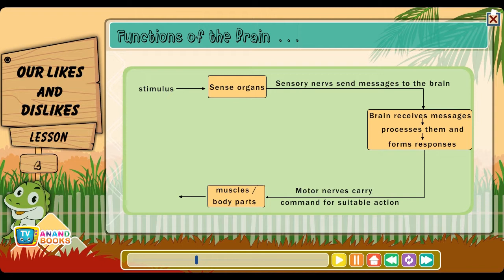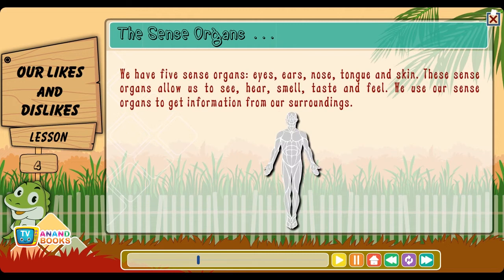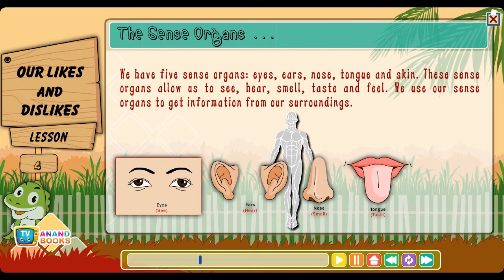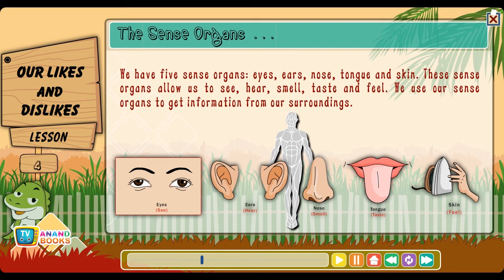The sense organs. We have five sense organs: eyes, ears, nose, tongue, and skin. These sense organs allow us to see, hear, smell, taste, and feel. We use our sense organs to get information from our surroundings.